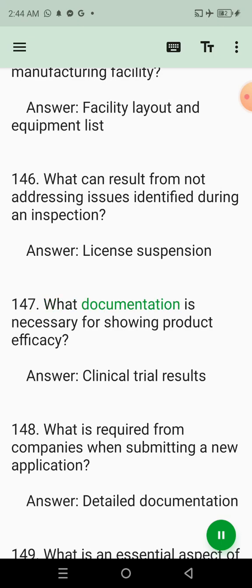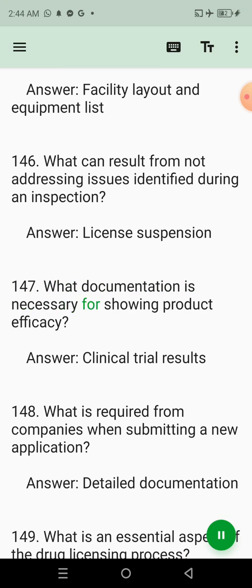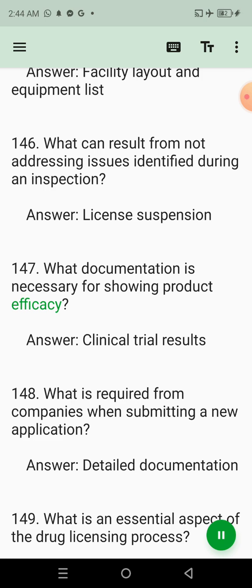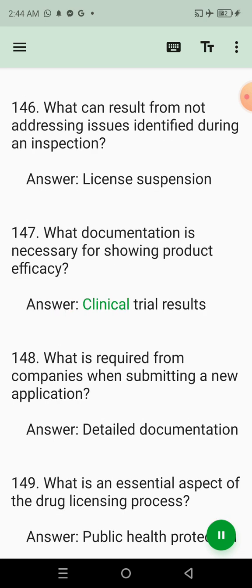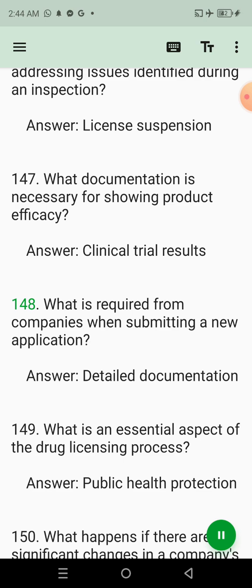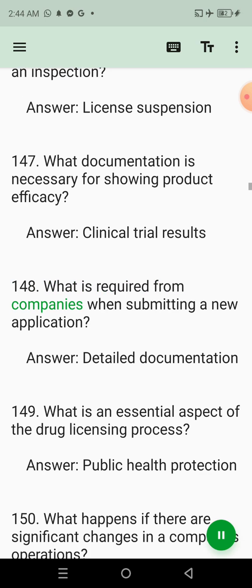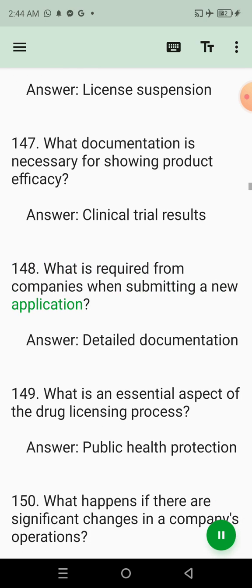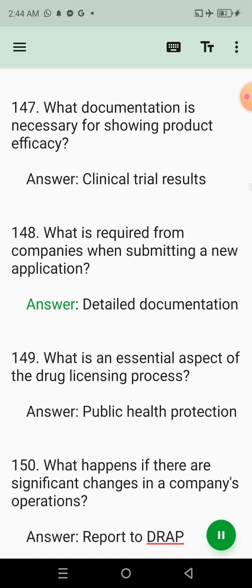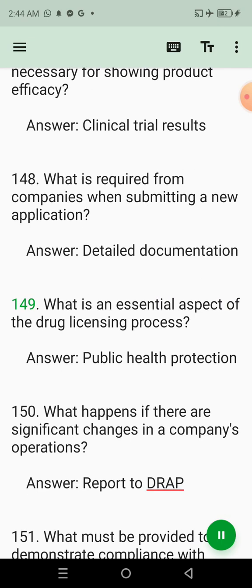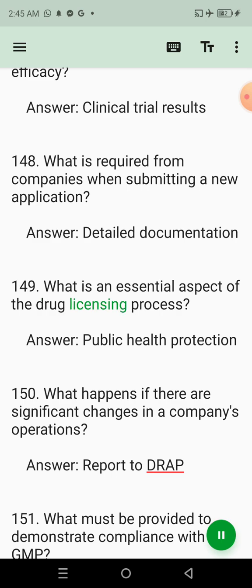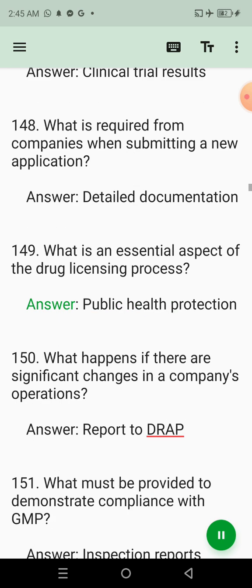147. What documentation is necessary for showing product efficacy? Answer: clinical trial results. 148. What is required from companies when submitting a new application? Answer: detailed documentation. 149. What is an essential aspect of the drug licensing process? Answer: public health protection.